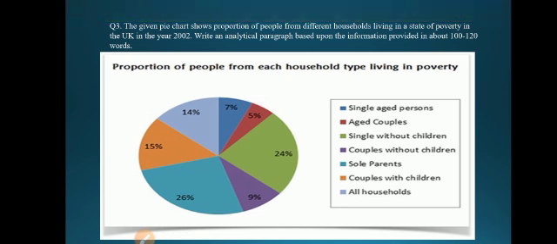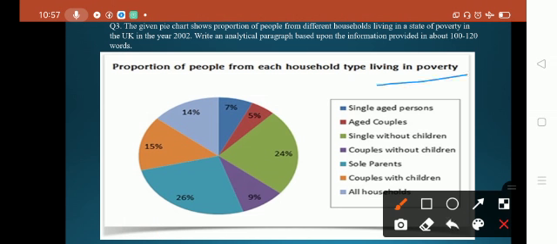The given pie chart shows the proportion of people from different household livings in a state of poverty in UK in the year 2002. Write an analytical paragraph based upon the information provided in about 120 words. Now, proportion of people from each household type living in poverty. So this is the single aged person. So this is the highest one.